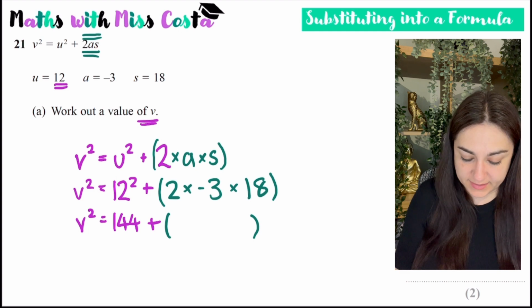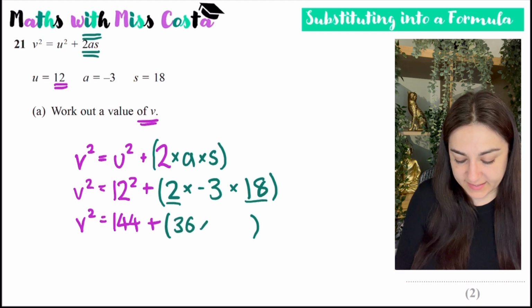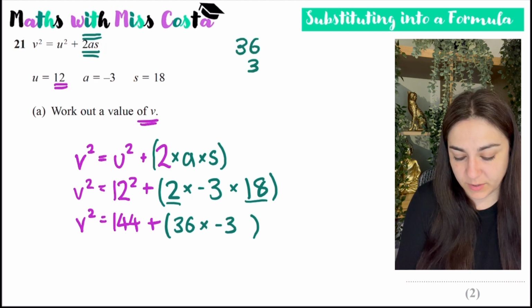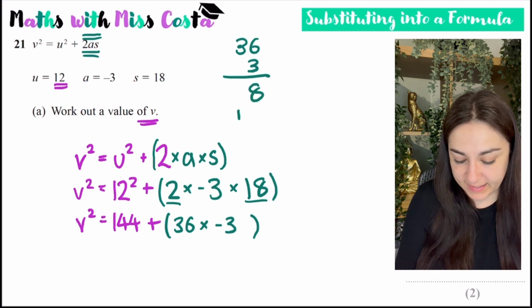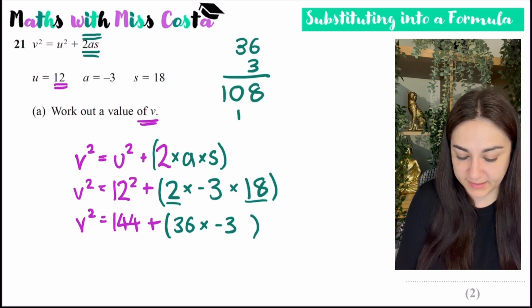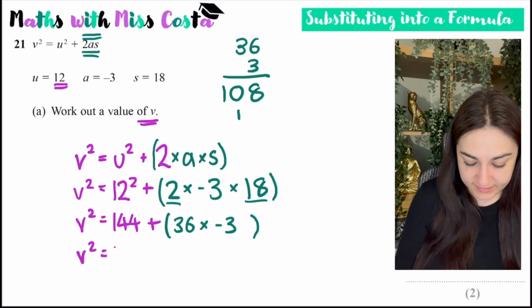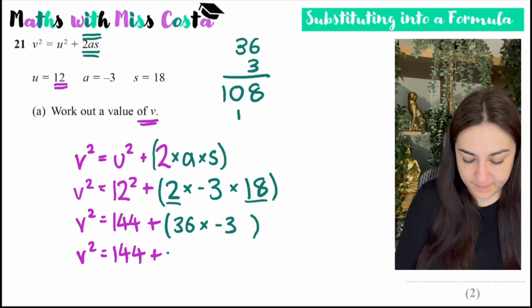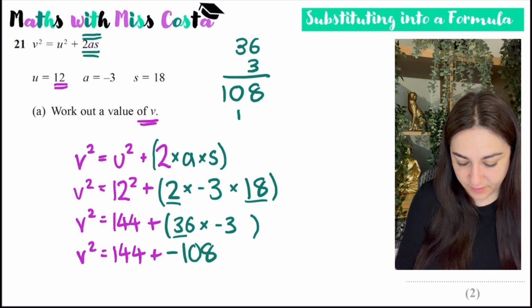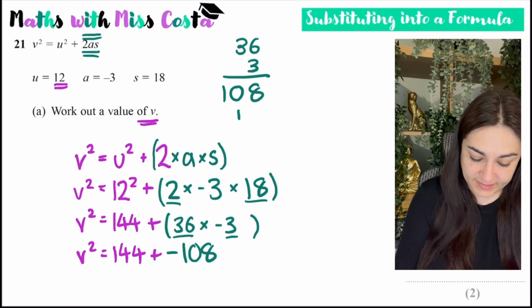and then there's a few ways I can do this. Whatever's easiest for you, I would do 2 times 18 is 36 times by -3, and then I just work out what 36 times 3 is. So 6 times 3 is 18, 3 times 3 is 9, plus the 1 is 108. So v squared is going to be 144 plus negative 108, because 36 times 3 is 108, but 36 times -3 would be -108.